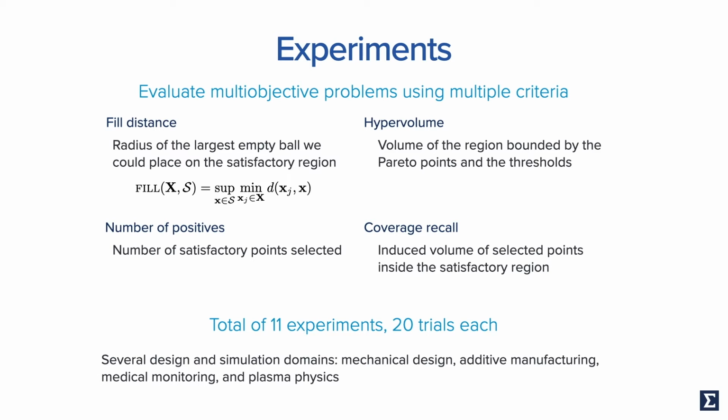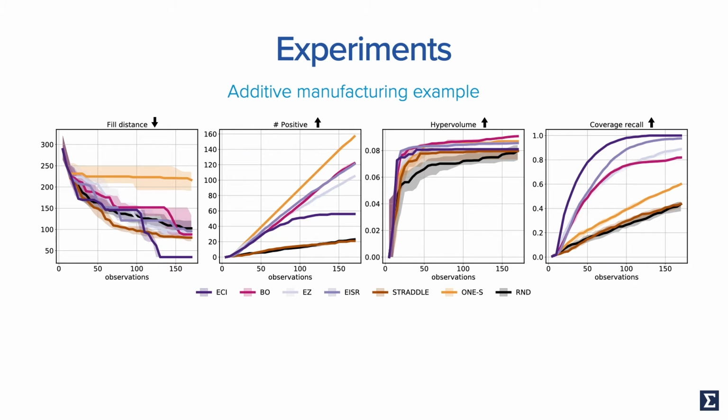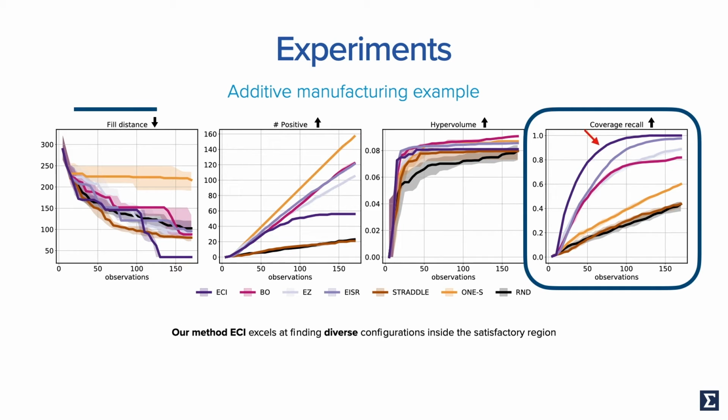Finally, we also did many experiments across multiple domains. Here we show the results of the additive manufacturing example, which is a fair representation of what you should expect from these methodologies. Our method, ECI, excels at finding diverse configurations that meet our constraints. This can be seen by the excellent performance on coverage recall and field distance.